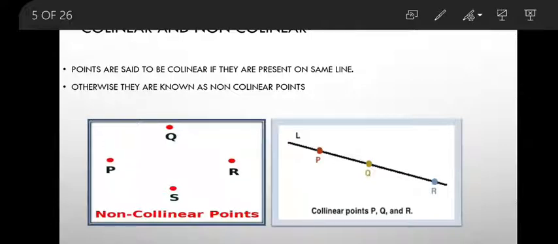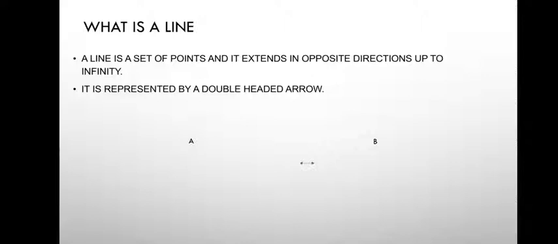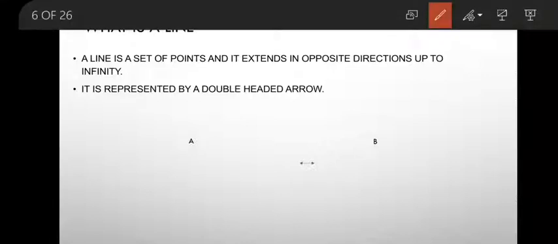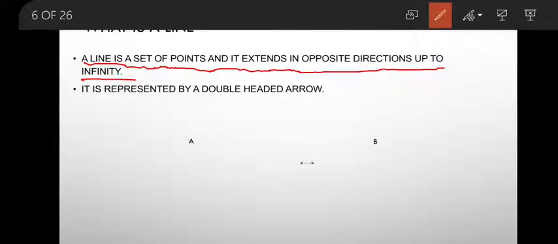Okay, let's move to our next topic. What is a line? A line is a set of points and it extends in opposite directions up to infinity. As I told you, a point is nothing but a location with no dimension on a plane surface. These are many points, and if I join all these points, this will become a line. Set means group of points. A line is a set of points, or group of points, and it extends in opposite directions up to infinity.